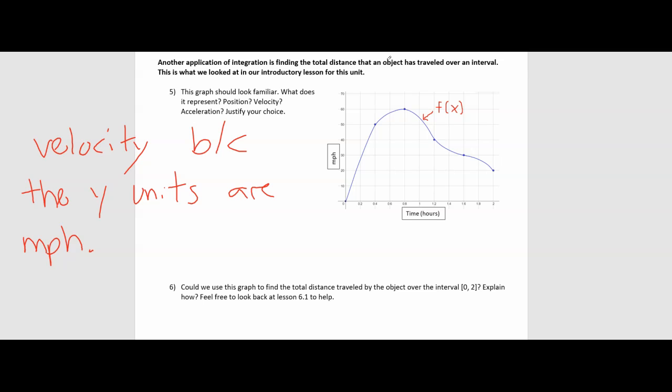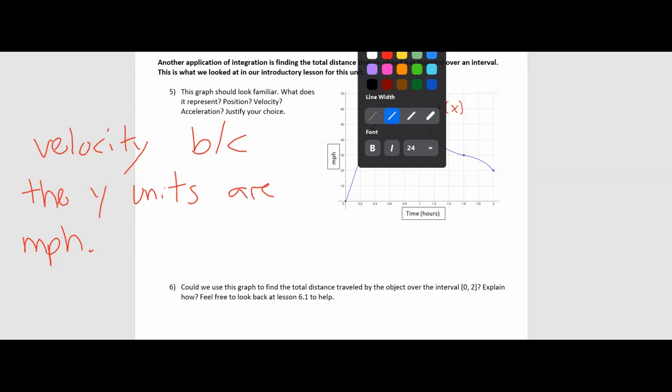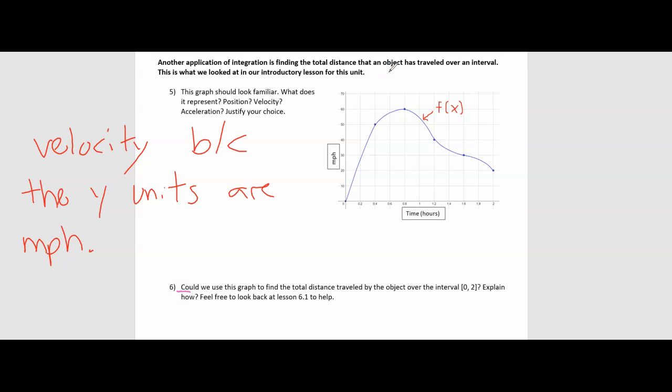Next question is, could we use this graph to find the total distance traveled by the object over the interval 0 to 2? And if we could, you write an expression for it? So the answer is yes, we can. So I want you to think about what expression could we write to figure out the total distance traveled over the interval 0 to 2. And think about using an integral.